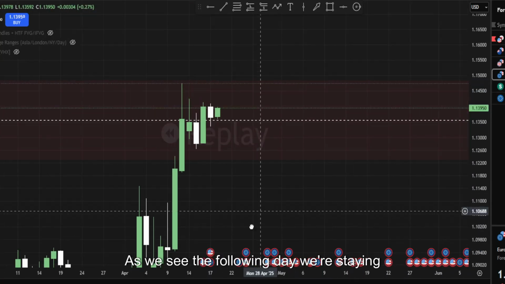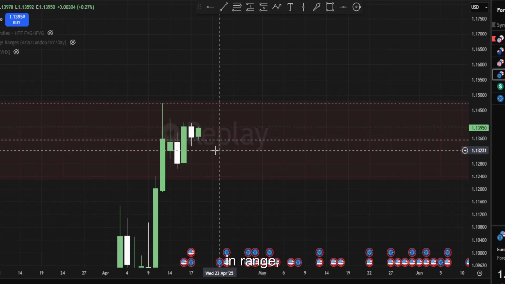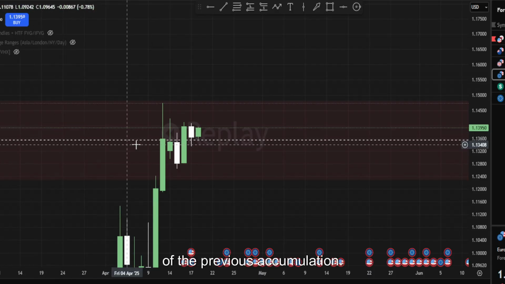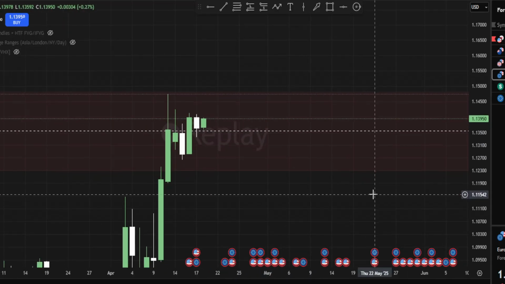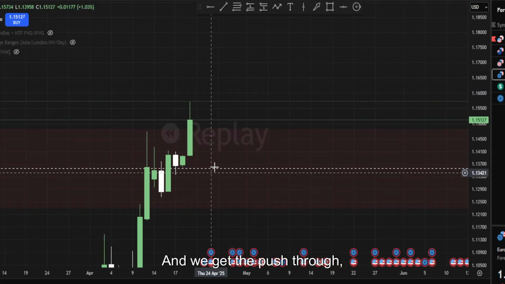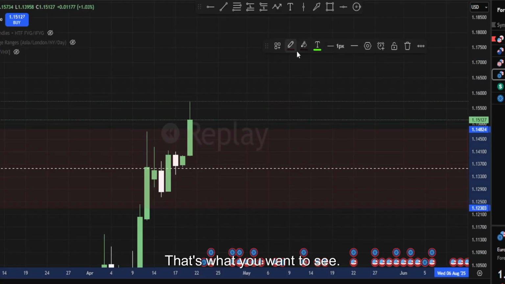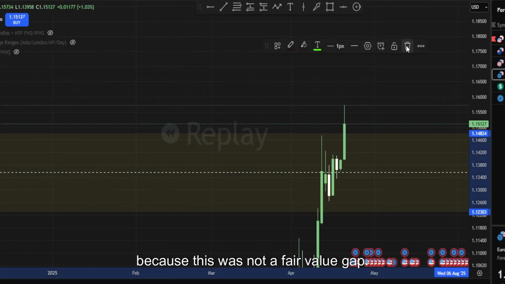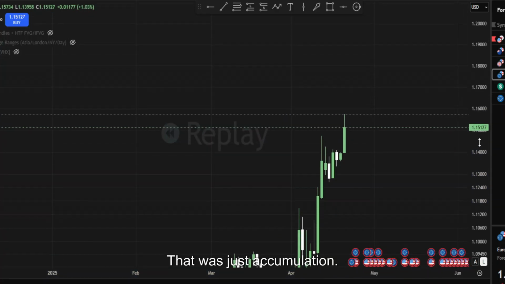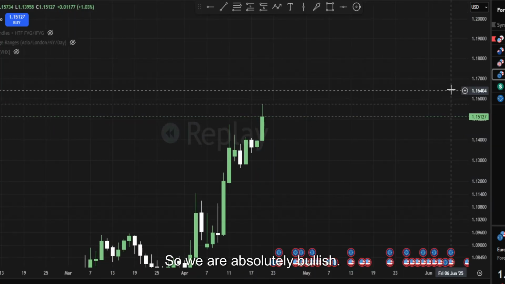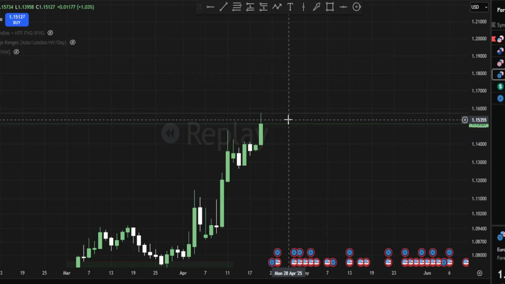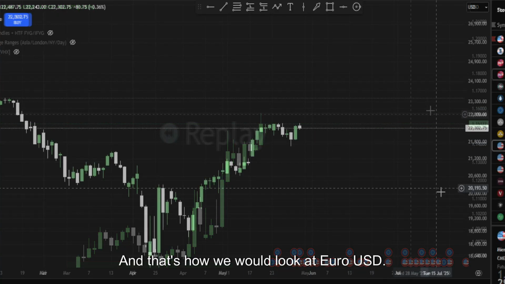Let's see. As we see the following day, we're staying in range, building orders right around the 50% of the previous accumulation. A lot of people buying and selling here. And we get the push through, which is beautiful. That's what you want to see. We invert, although we don't actually invert this because this was not a fair value gap. I'm sorry, that was just accumulation. So we are absolutely bullish, and we would continue on bullish. And that's how we would look at Euro USD.